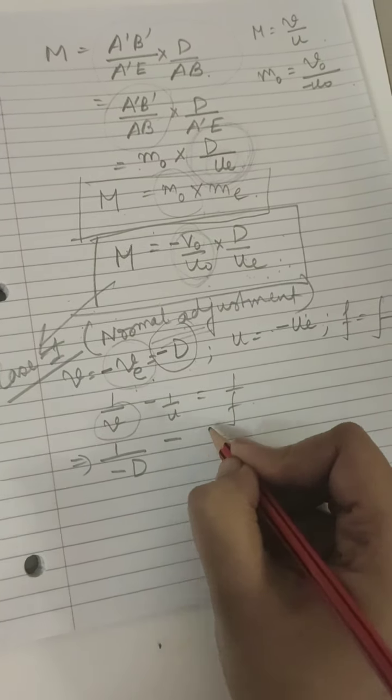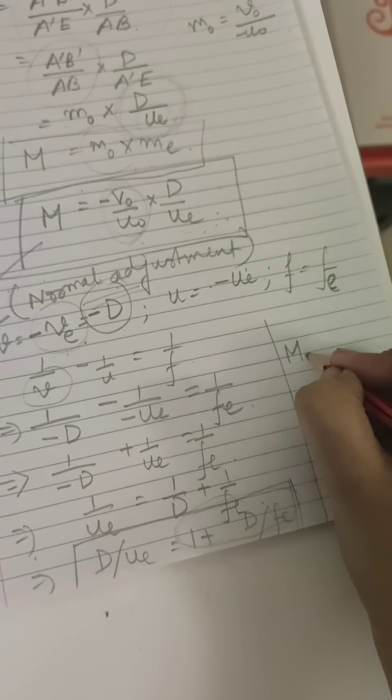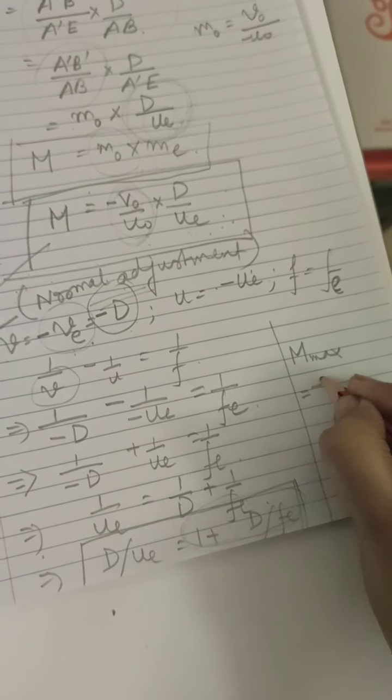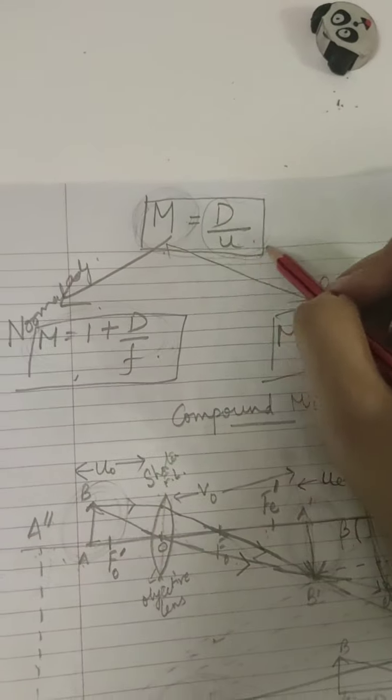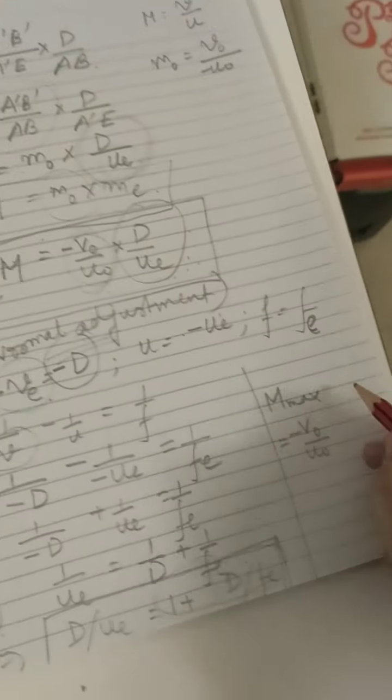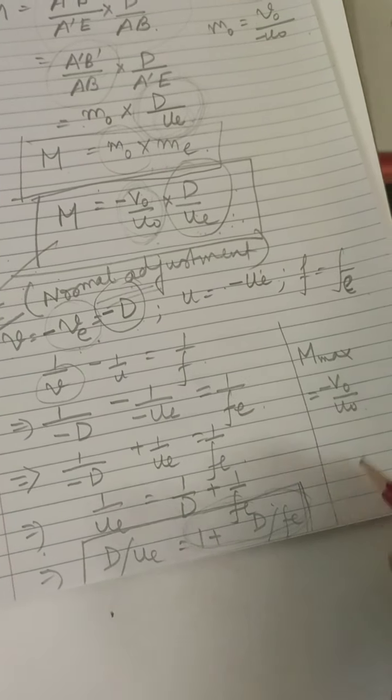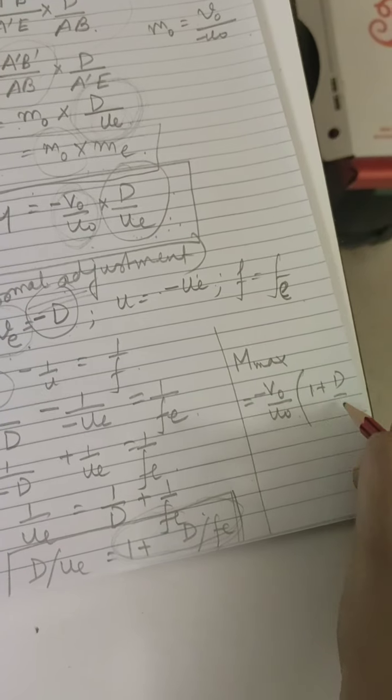Have we done this? D by U equal to 1 plus D by F. Remember, 1 plus D by F used to be the maximum magnification or normal adjustment of the microscope. So here for the eyepiece it is again 1 plus D by F. The magnifying power becomes minus V naught by U naught, which will remain the same, and in the place of D by U you are just putting 1 plus D by FE.